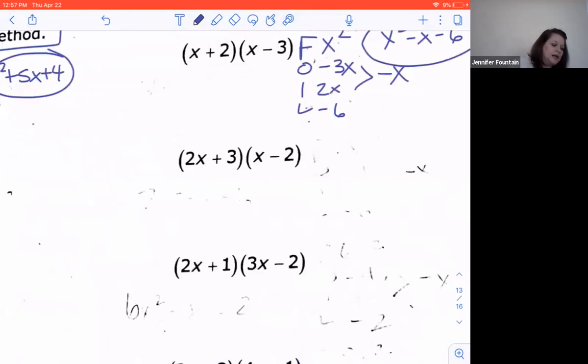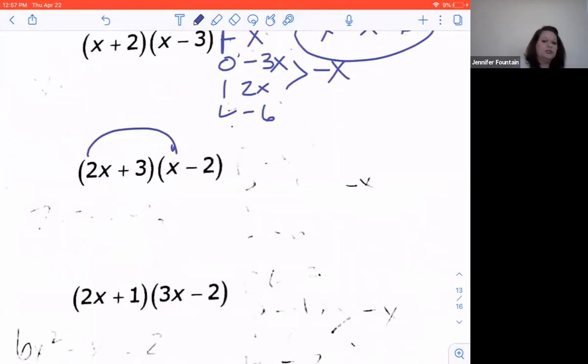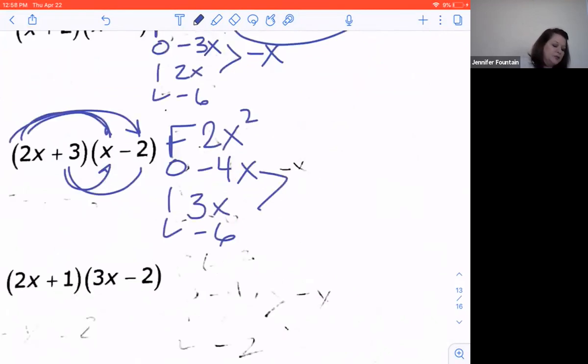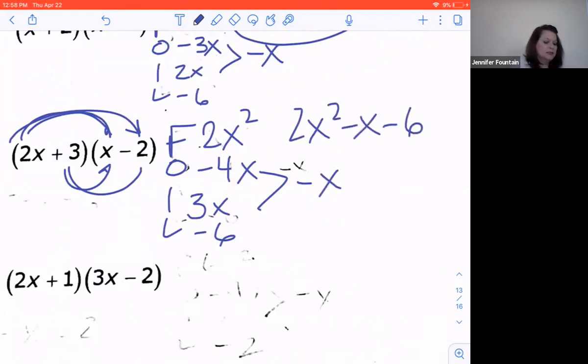Okay, on this one, when I multiply first times first, notice now I have a coefficient with my x. So 2 times x is 2x squared. 2 times -2 is -4x. 3 times x is 3x, and 3 times -2 is -6. When I combine -4 and +3, it gives me a -x. So 2x squared minus x minus 6.